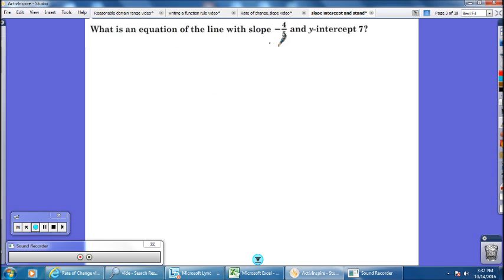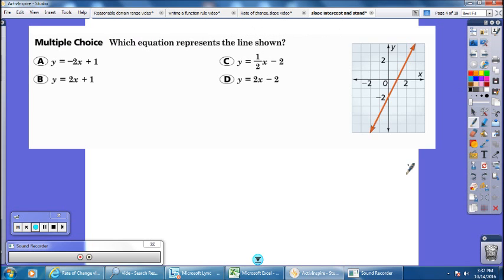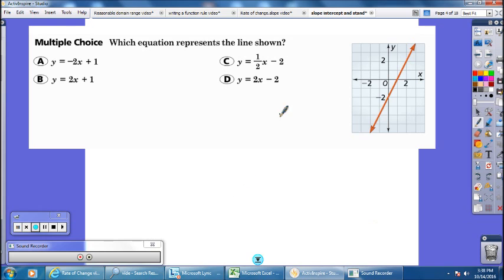So now here it's already asking you to write the equation. Y equals, we need something before the m, and then we need a y-intercept, right? Well, here's our slope, -4/5, and our y-intercept is a +7. So y equals -4/5 times x plus 7. There's your equation. Now, which equation represents the line shown?